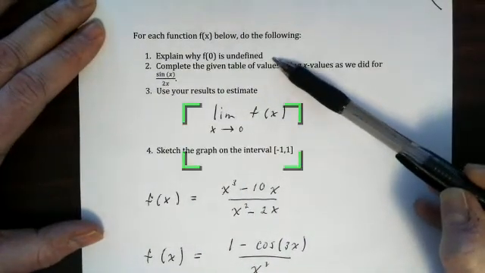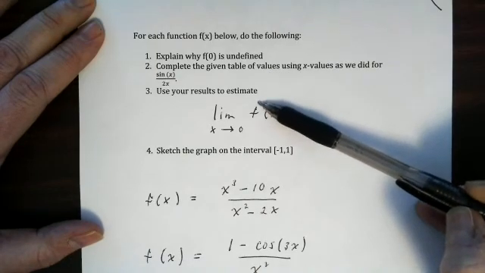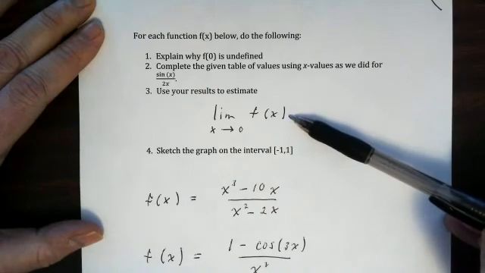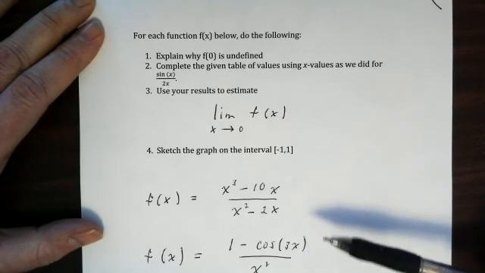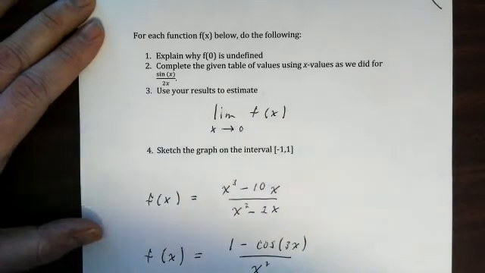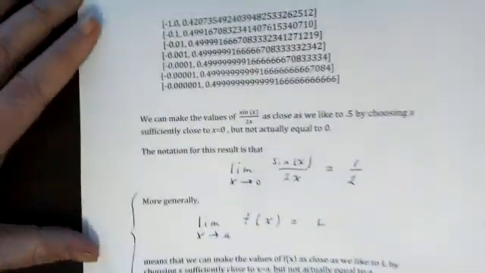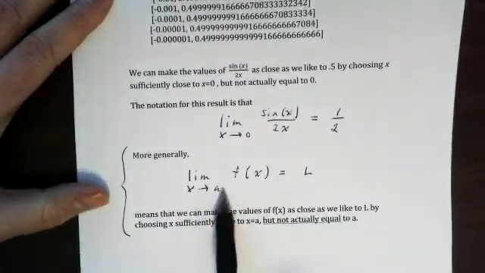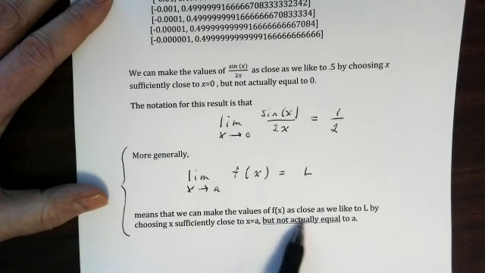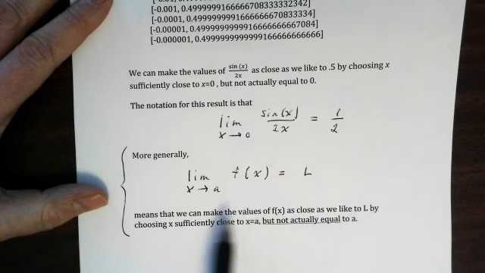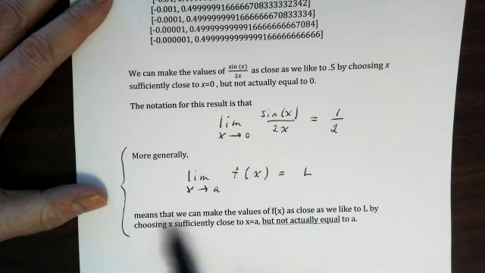So for each of these 3 functions, explain why the function is undefined, complete a table of values like we did on the function sine of x divided by 2x, and use your results to estimate this limit. And I've tried to construct the examples so that the answers work out to be fairly nice numbers. And make sure you know the definition of the limit as well. Let's go back to that. The limit as x approaches a of f of x equals L means that we can make the values of f of x as close as we like to L by choosing x values sufficiently close to a, but not actually equal to a. Okay, I'll see you in class.